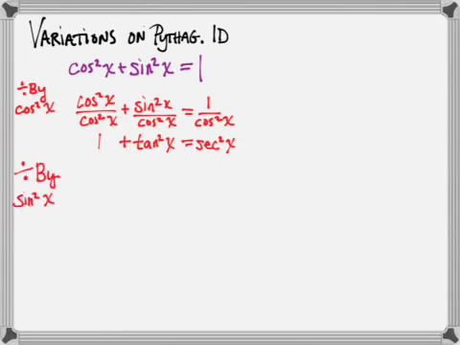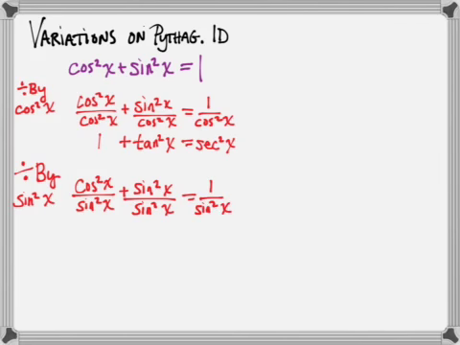Well, I could also divide by sine squared x. So I take the Pythagorean identity, I divide it by sine squared x, and I simplify. Cosine squared x over sine squared x is cotangent squared, all right, it's 1 over tangent squared. Sine squared over sine squared is 1, and 1 over sine squared is cosecant squared. So there's another variation on the Pythagorean identity. What's the last thing that I could divide by? I can divide by 1.